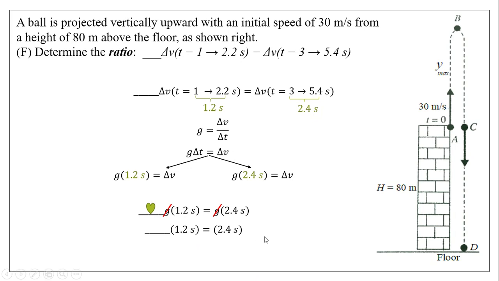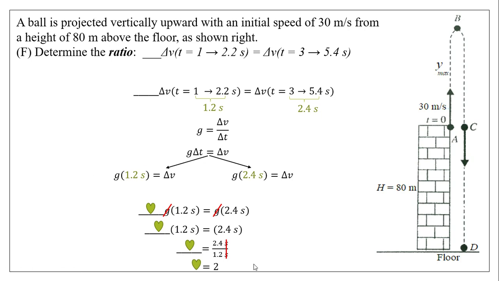Again, you can use whatever symbols you want. And then g cancels out. And then here we have heart times 1.2 equals 2.4. So therefore, to solve for heart, you would just divide both sides by 1.2 seconds. And then you get the statement. Really, you're just solving for a blank, or just some unknown variable. So you have 2.4 seconds divided by 1.2 seconds. You notice here the units will cancel out. So therefore, 2.4 divided by 1.2 is just 2.